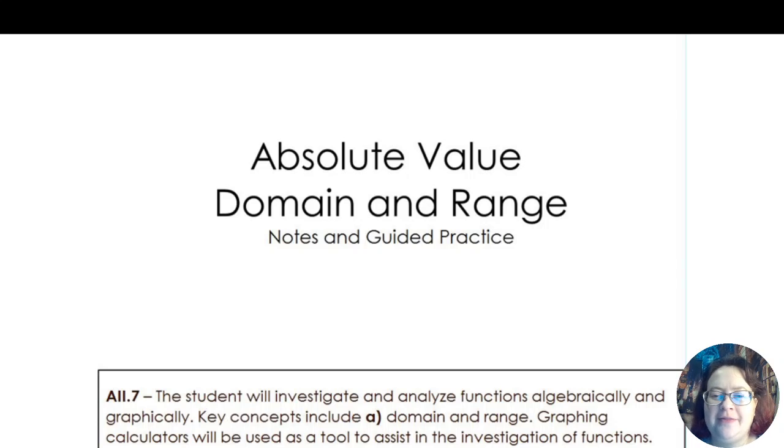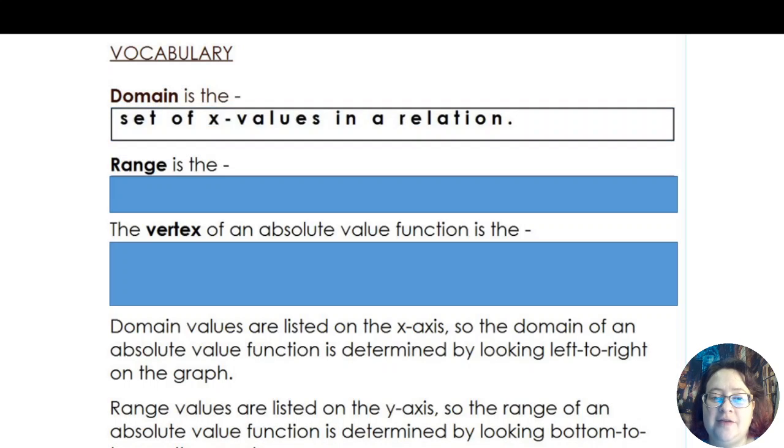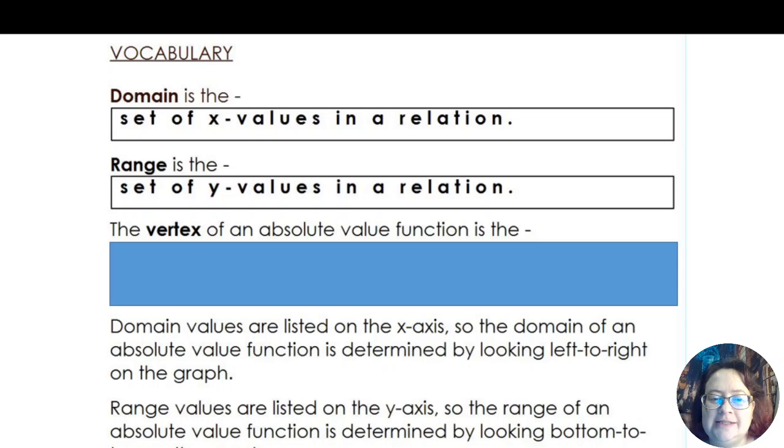Let's talk a little bit about the domain and range of absolute value functions. First, let's talk about our vocabulary. Our domain is the set of x values in a relation. Range is the set of y values in a relation. These are the same concepts we discussed in Algebra 1.